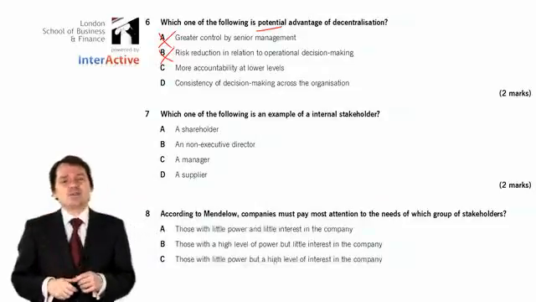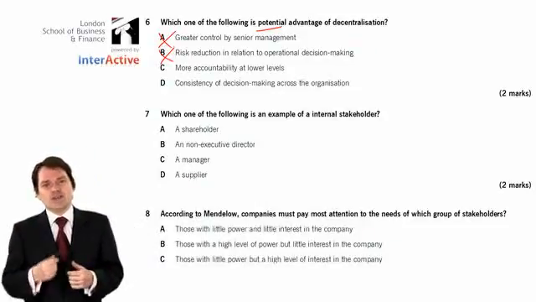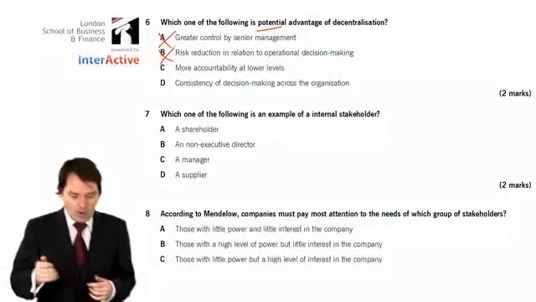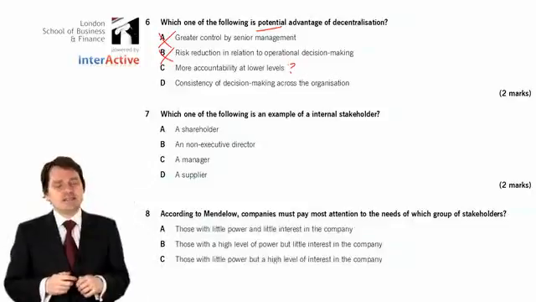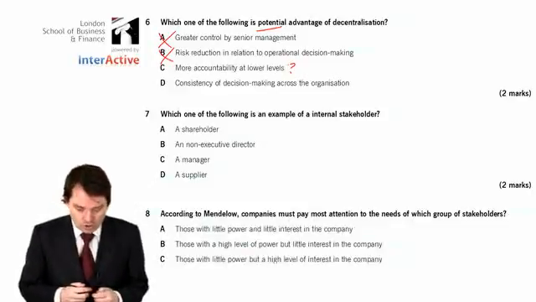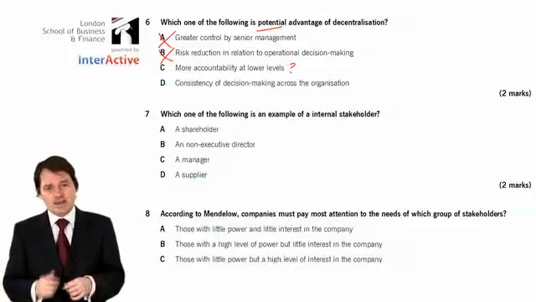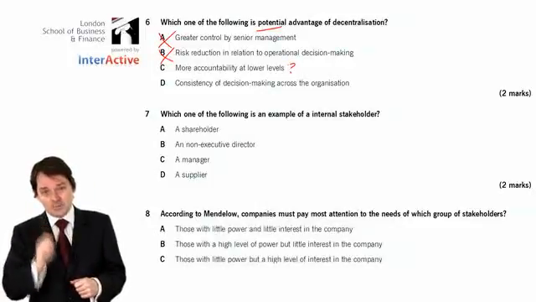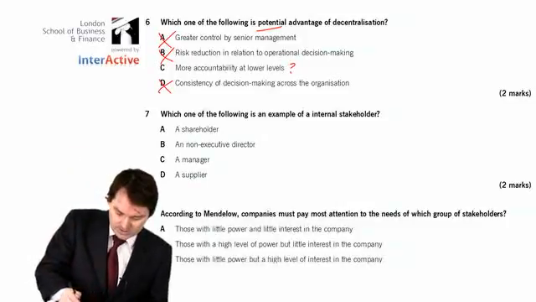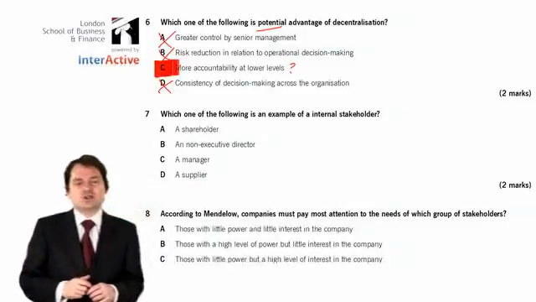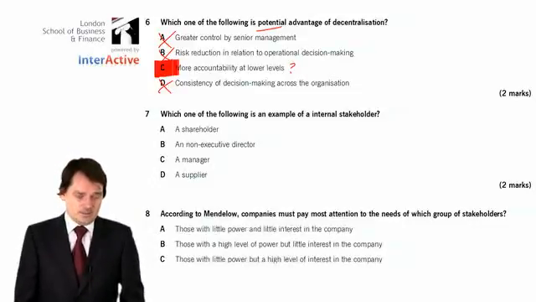C, more accountability at lower levels. Decentralisation is all about what goes on down at the bottom. So that one is definitely a possibility. And D, consistency of decision making across the organisation. Well, if I let lots of different people make their own decisions, again, I'm doing completely the opposite of that. So D cannot be correct. Again, process of elimination, C's got to be the right answer. If you think about it, C makes sense anyway.